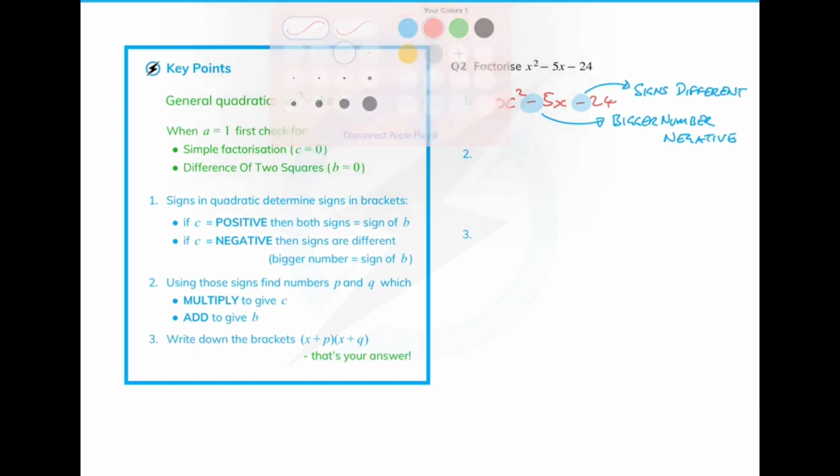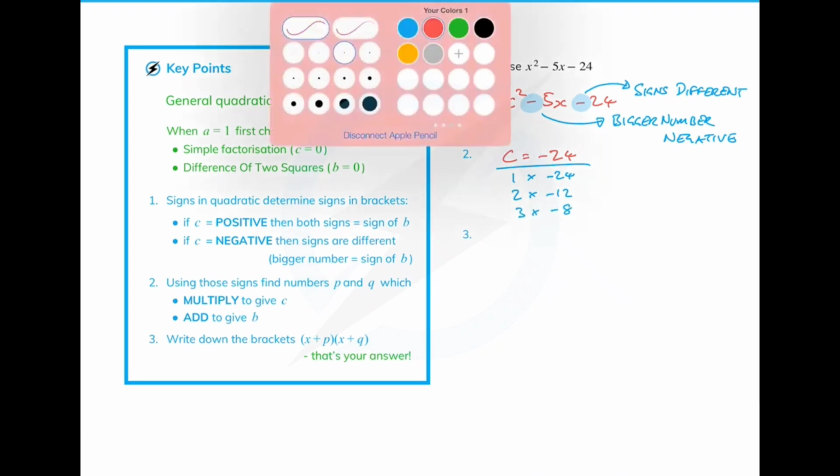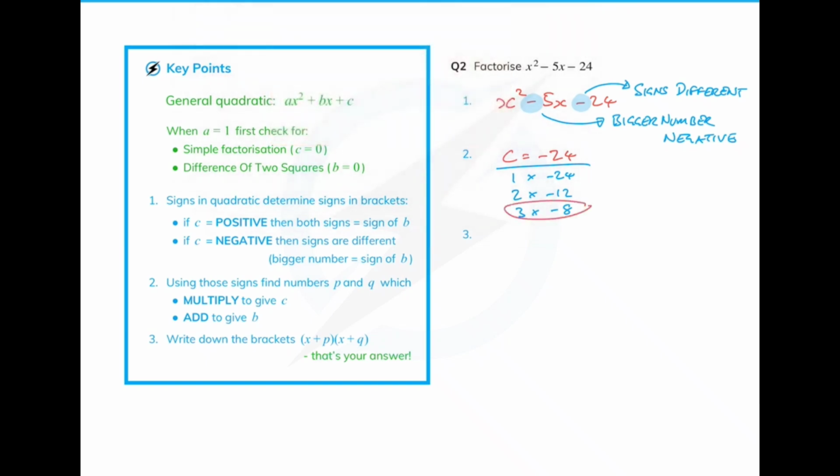Right, so now we look for two numbers which multiply together to give c, so that's minus 24, and add together to give minus 5. So we want the bigger number negative. So let's start with 1 times minus 24, and do these very logically. 2 times minus 12. Okay, they add together to give minus 10. 3 times minus 8. We could go on, but actually we've found a pair of numbers which multiply together to give minus 24. The bigger number is negative, and they add together to give minus 5.